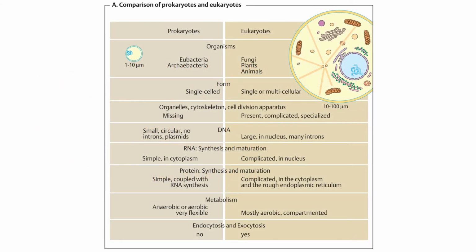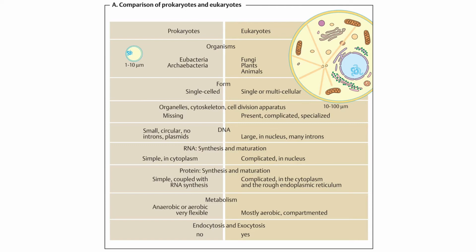This table shows a comparison of prokaryotes and eukaryotes. So prokaryotes are represented by what we call the eubacteria and archaebacteria, and their size is between 1 to 10 micrometers. Now the eukaryotes are the fungi, plants, and animals. Prokaryotes are single-celled compared to eukaryotes, which are single or multicellular.